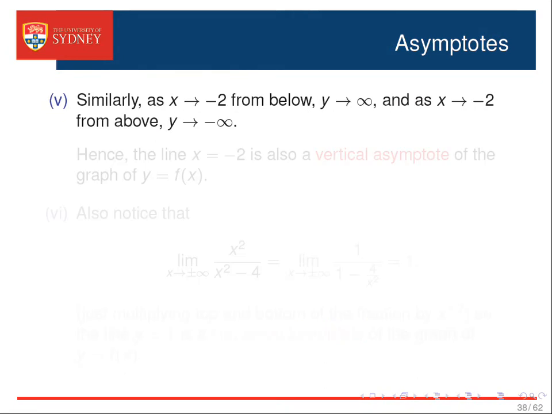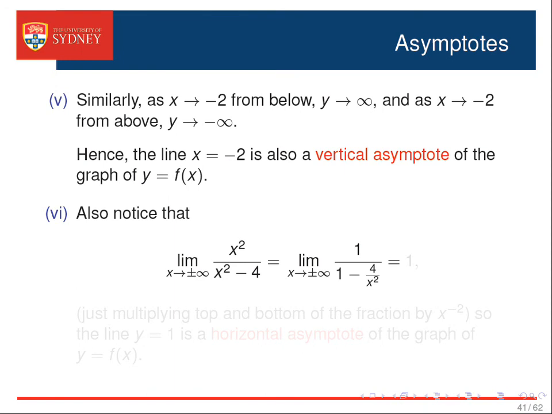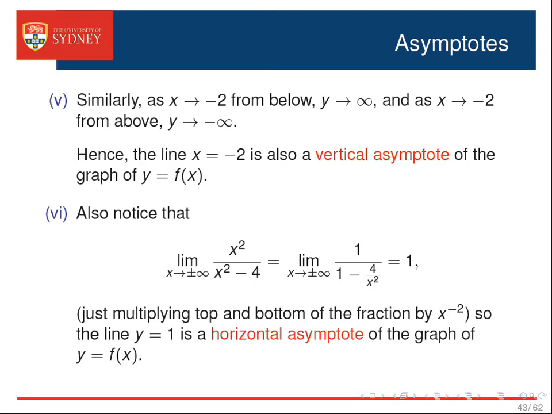It's also easy to see that as x tends to minus 2 from below, y tends to infinity, and as x tends to minus 2 from above, y tends to minus infinity. Hence x equals minus 2 is also a vertical asymptote of the graph. We should also check what happens as we make x very large, positive or negative. We can divide all terms in the fraction by x squared, which shows that as x becomes large, positive or negative, the function tends to 1, which means the line y equals 1 is a horizontal asymptote of the graph.